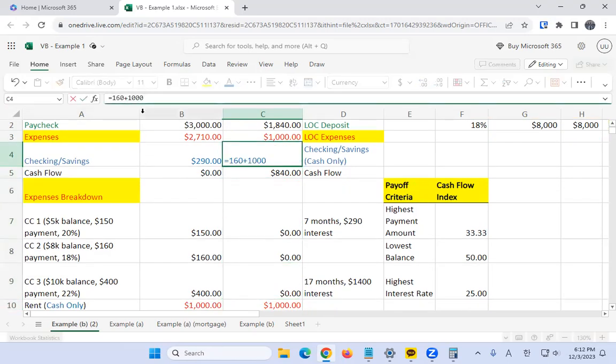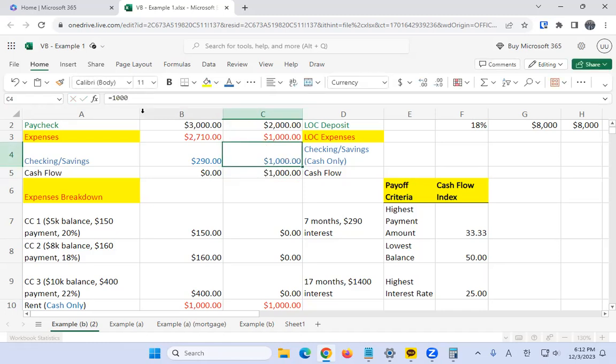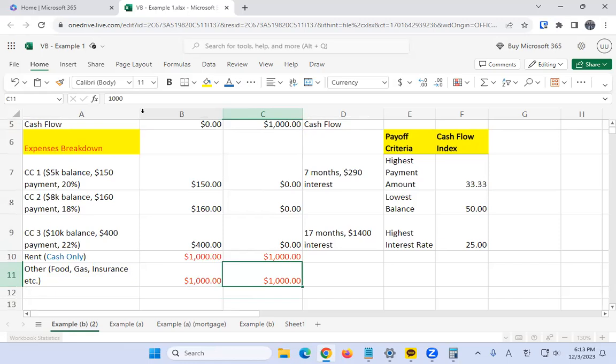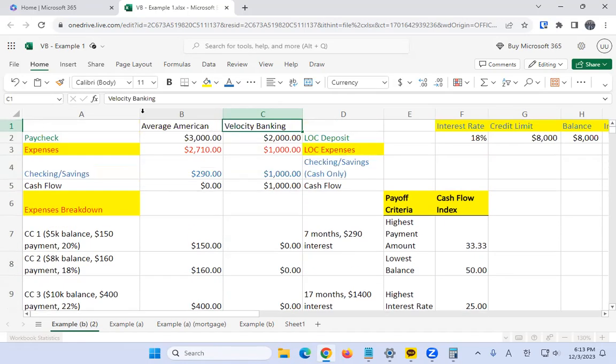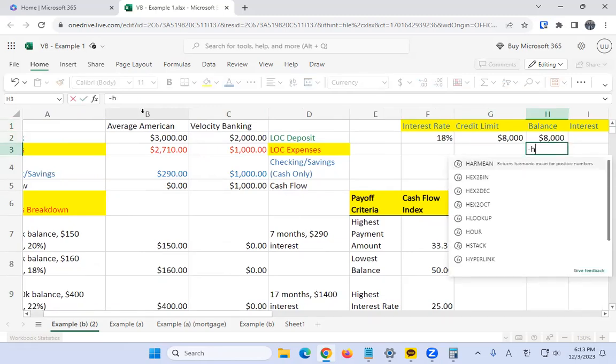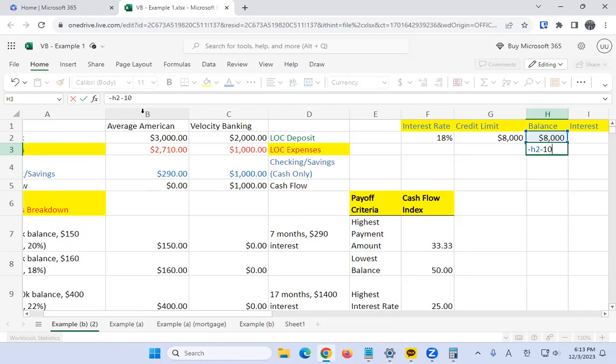And our line of credit, our only check thing that we have to put in our checking and savings is this only, right? So yeah, I think this is it. So now all we have here to deposit in our line of credit is the $2,000, and we just take out $1,000 expenses from that line of credit to pay for our other food, gas, insurance, and the rent we're going to pay in cash, right? So now let's go ahead and figure out how long it's going to take. So again, when we start, it's not going to be $8,000, but I'm a little bit too lazy to do the entire math.